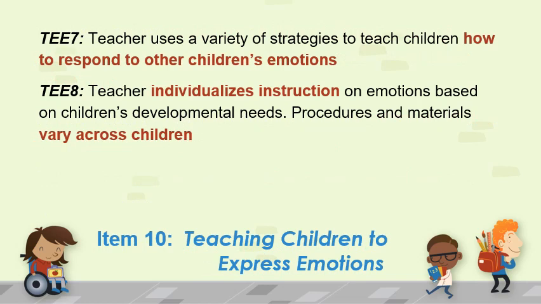TEE7. Teacher uses a variety of strategies to teach children how to respond to other children's emotions. This may include labeling the other child's emotions. This may also include offering to help a child feeling badly, sharing a toy with a child who is sad, or asking a friend who is lonely to play.